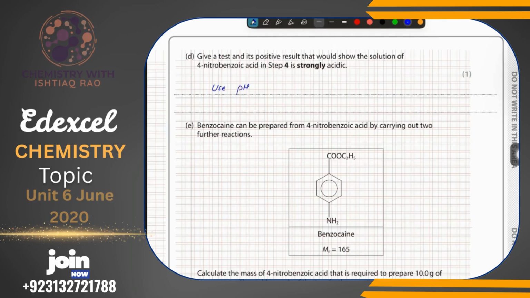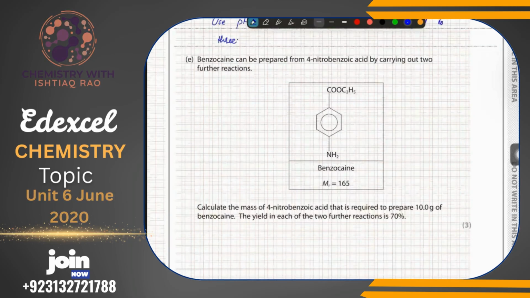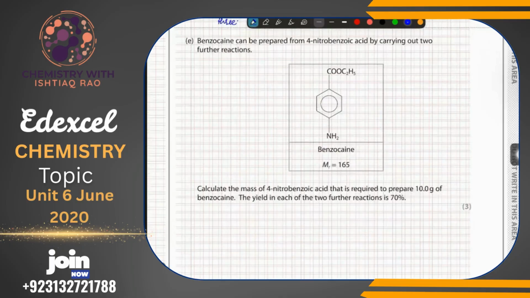Benzocaine can be prepared from 4-nitrobenzoic acid by carrying out two further reactions. Calculate the mass of 4-nitrobenzoic acid that is required to prepare 10 grams of benzocaine. The yield in each of the two further reactions is 70%. Okay, 10 grams.